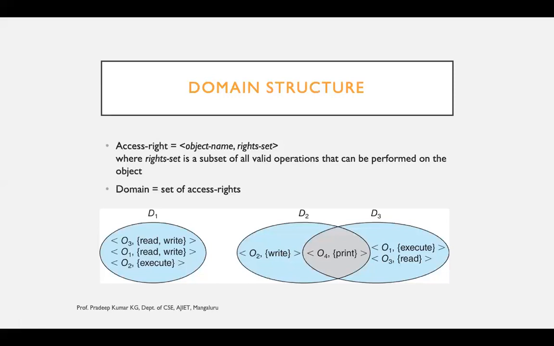Consider D3. Forget about D2 for the time being. Consider D3. D3 is a domain which is having three objects, object 1, object 3, object 4, which is having the write set, execute, read and print. So now both D2 and D3 have something in common, that is print with respect to object 4. Both are sharing the same object, both domains are printing a particular document.